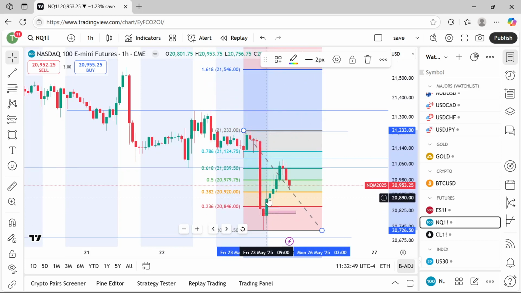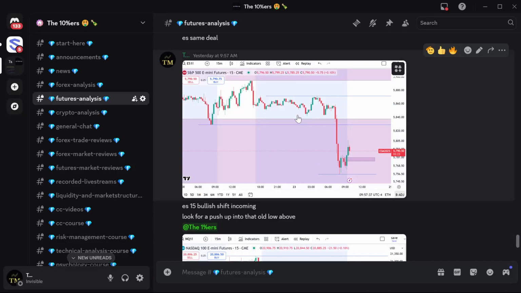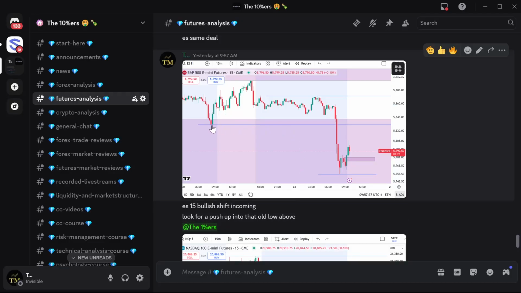That displacement that you saw in the 15-minute, it confirmed in a discount. So here's what I did, and here's how I came to the conclusion that that's where I would take profits into. Because look, I said, look for a push up into that old low below. Right there where my cursor's now pointing, right there. That's the old low that I'm referring to.